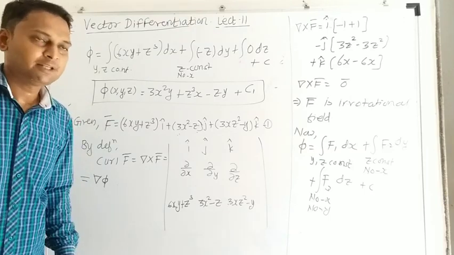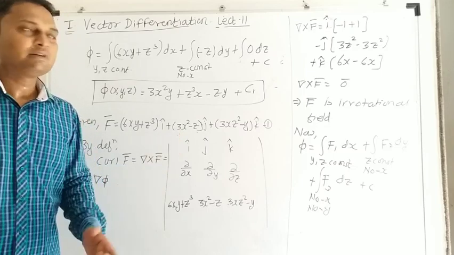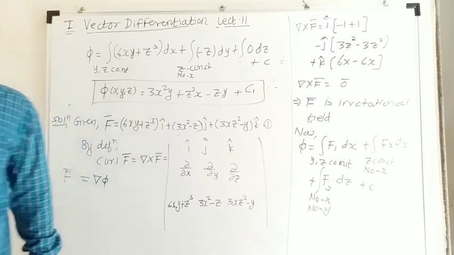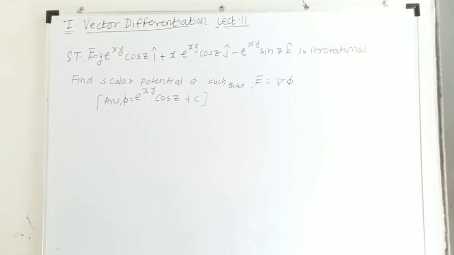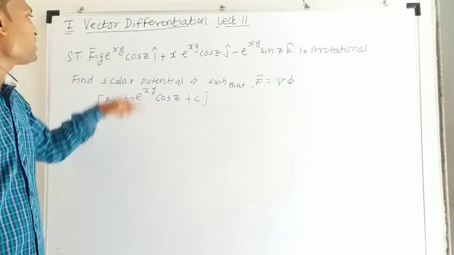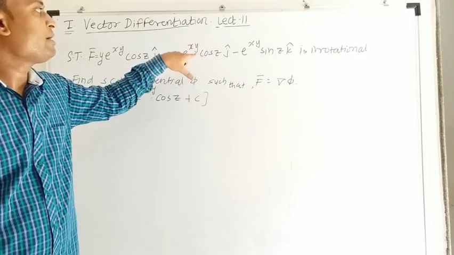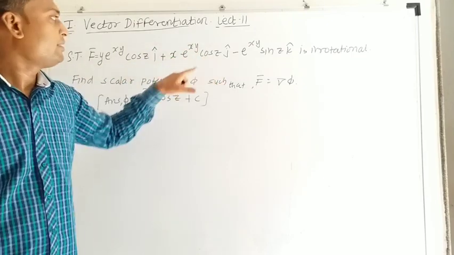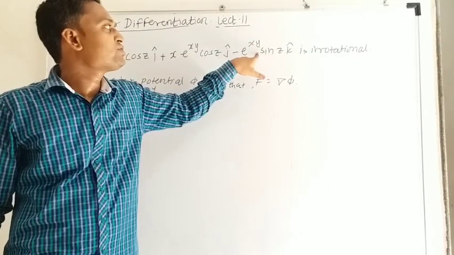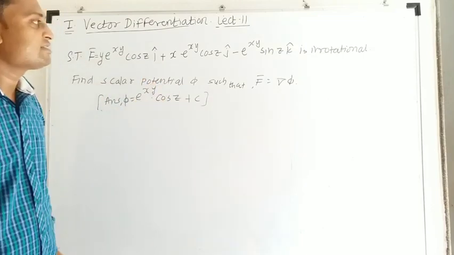Now one example for practice I will give, of this type. Then I will conclude this lecture, and in the next lecture we'll discuss the remaining examples. So this is the problem for homework. F bar is y e raised to xy cos z i cap, plus x e raised to xy cos z j cap, minus e raised to xy sin z k cap, is irrotational, and find the scalar potential phi such that f bar equals del phi.